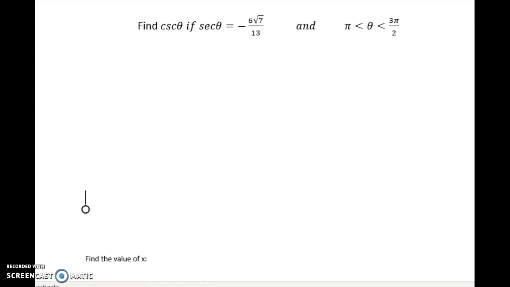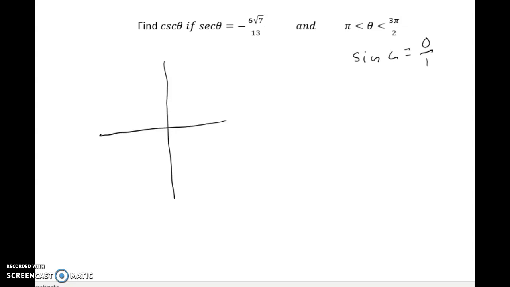This is the harder problem on this worksheet. It says find cosecant, which is sine's reciprocal. So you know that sine of an angle is equal to the opposite leg over the hypotenuse. So the cosecant of an angle is equal to the hypotenuse over the opposite leg. So it says that secant of an angle is negative 6 root 7 over 13.